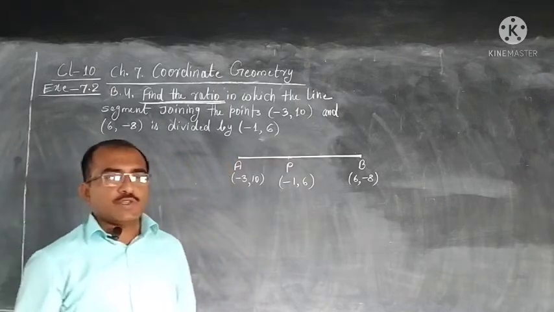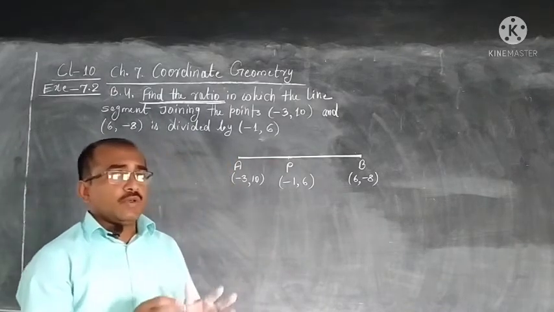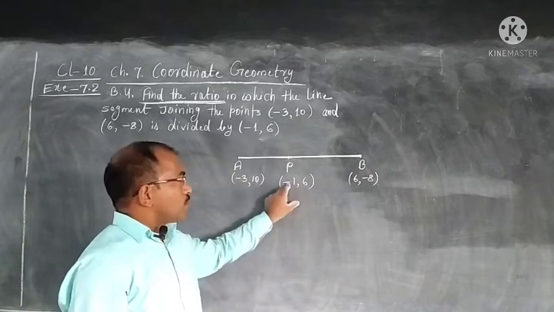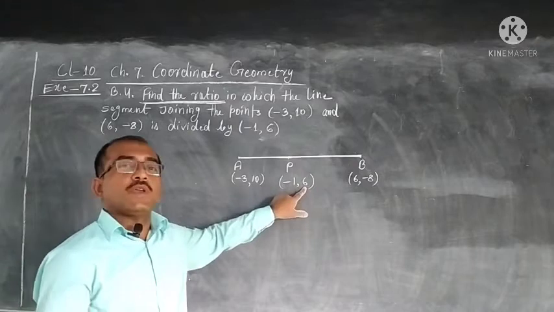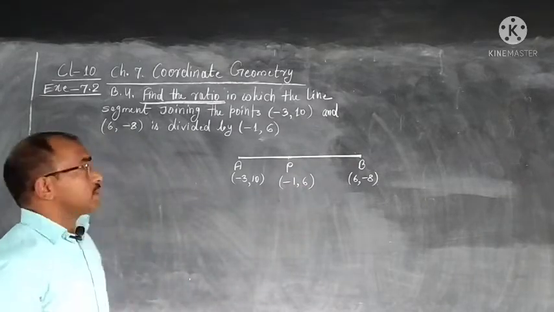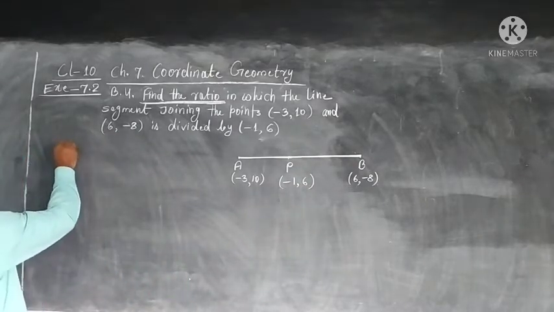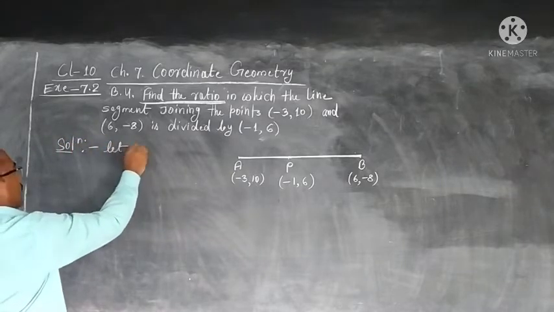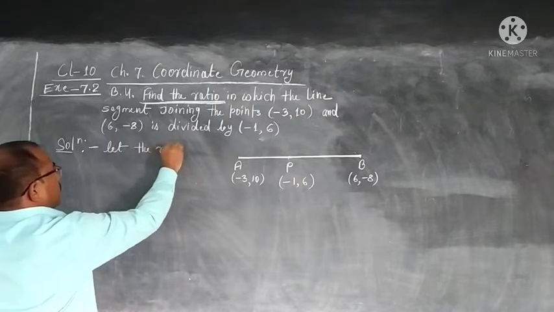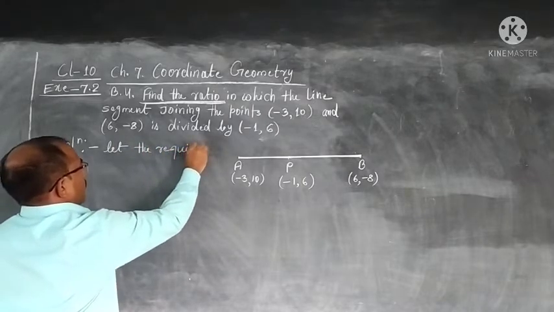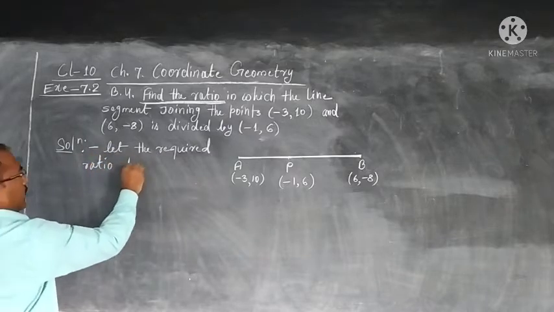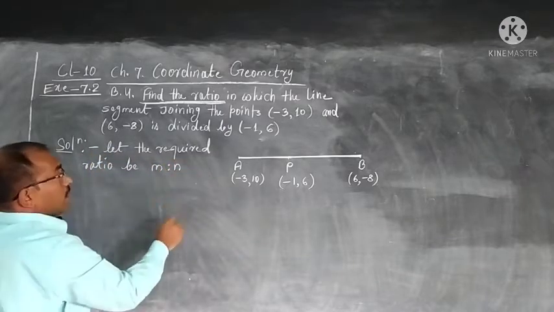In previous questions, question number 1 and 2 and all, we were getting the ratio in the question and then we were finding these coordinates. Here we have to find out the ratio. So, we can just start. Let the required ratio be m ratio n.